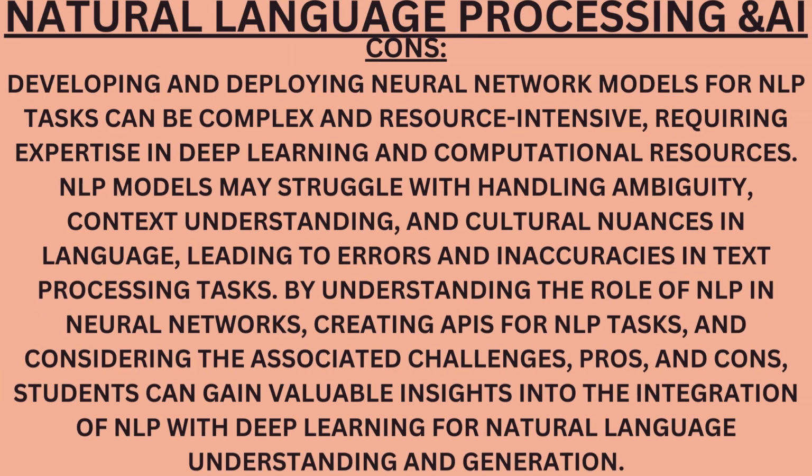Cons. Developing and deploying neural network models for natural language processing tasks can be complex and resource intensive, requiring expertise in deep learning and computational resources. Natural language processing models may struggle with handling ambiguity, context understanding, and cultural nuances in language, leading to errors and inaccuracies in text processing tasks.